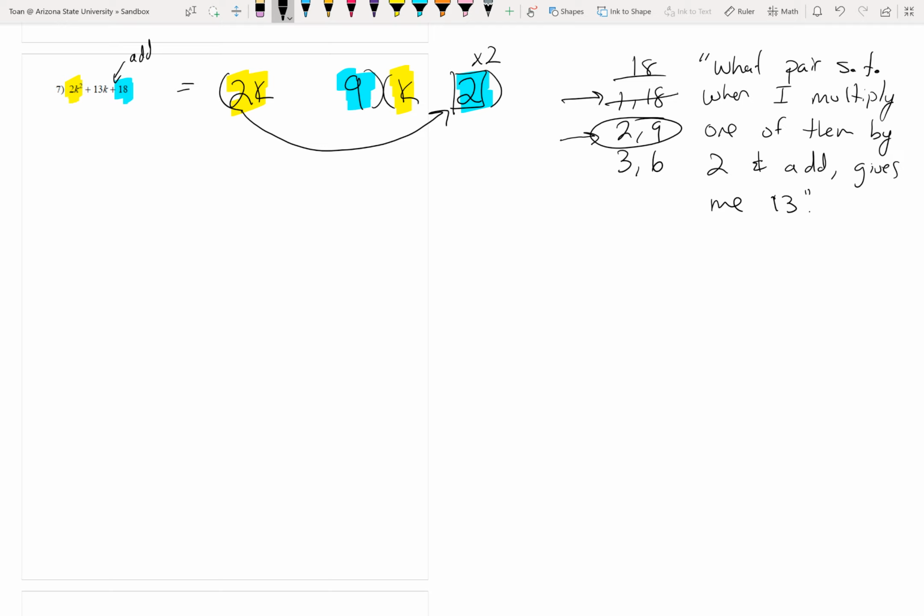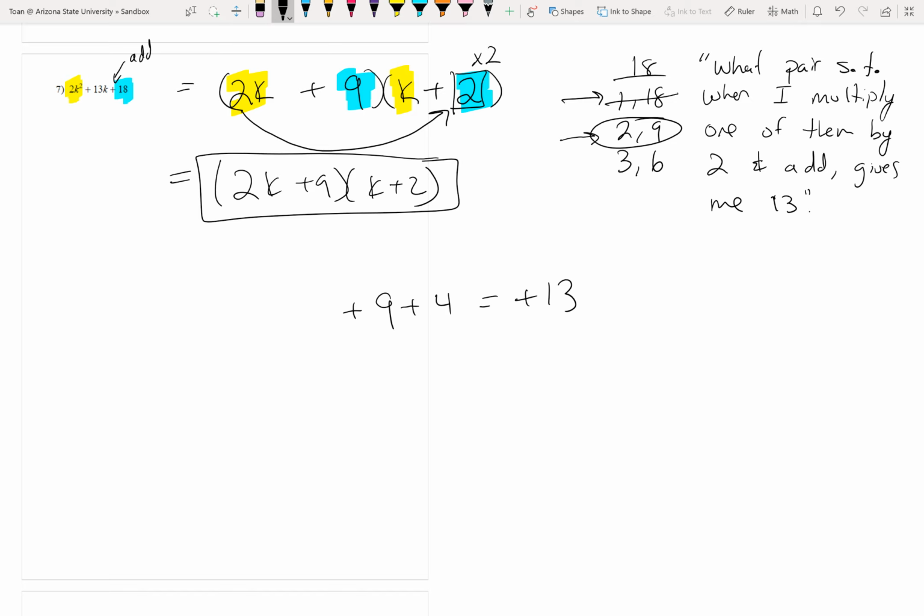So let's write down the numbers. 9, and a 2 plus 2 is 4, and I want positive 13. That's what's in the middle. I hope this is not a hard question for everyone. I hope everyone knows that positive 9 plus positive 4 gives me a positive 13, so they're both positive. That is the factored form. Let me go ahead and rewrite it all cleaned up. So that's 2k plus 9, k plus 2. All right.